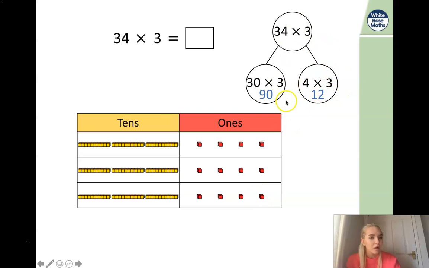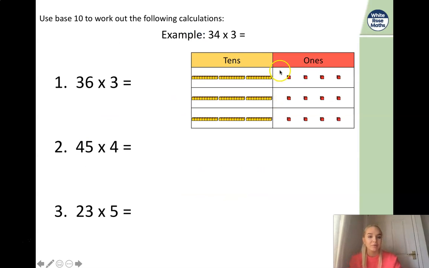So sometimes the part whole model can be there just to make sure that we are on track. But if you feel confident enough to count your base 10, then definitely do it that way. And then we need to add them together. And what was your answer if you added them together? Absolutely 102.